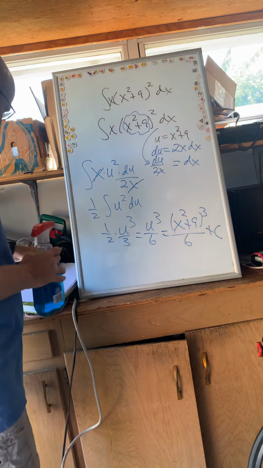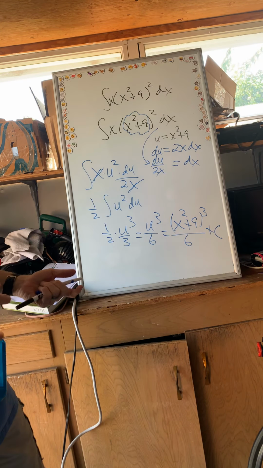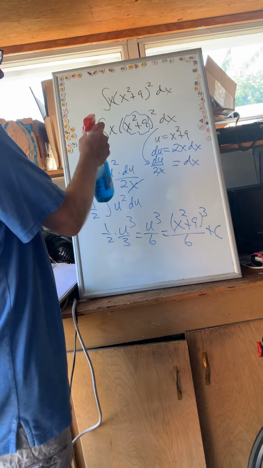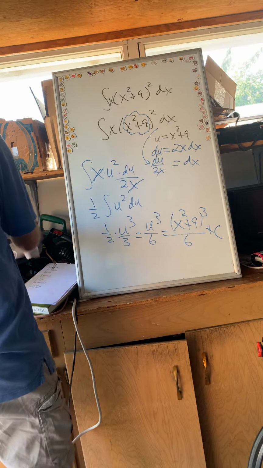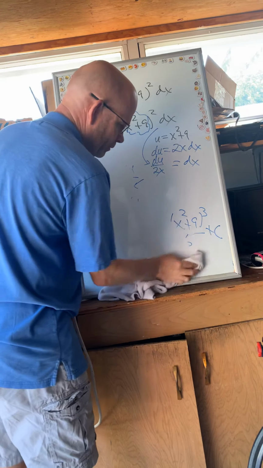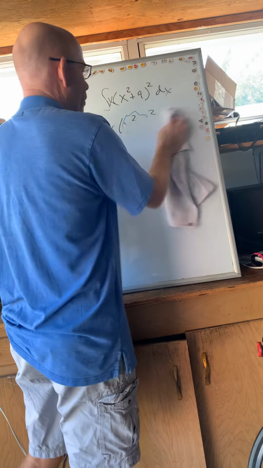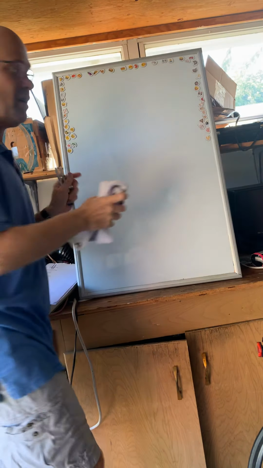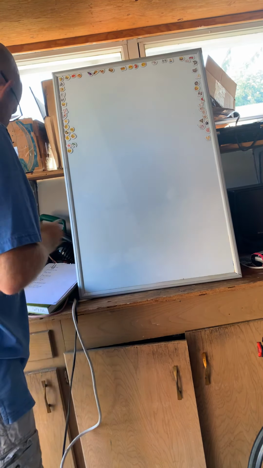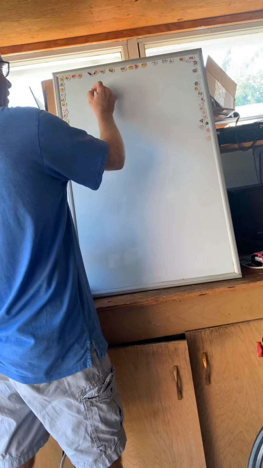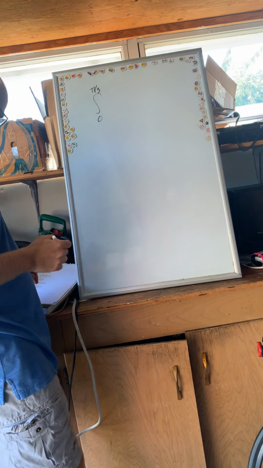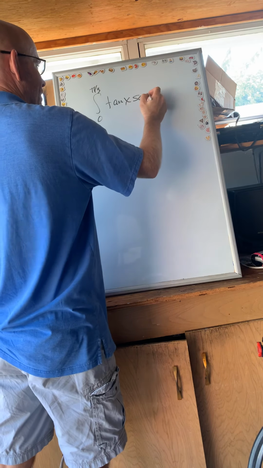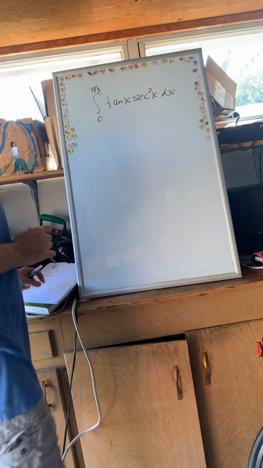So I'll erase that one. Maybe I'll just give you kind of one more example. When you do these problems, it's just a lot of guess and checking, really. So I have one, and I'll just put some limits on this one too, because sometimes you're going to have limits, sometimes not. Doesn't really work any different. I got another example, that's tangent x, secant squared x dx.